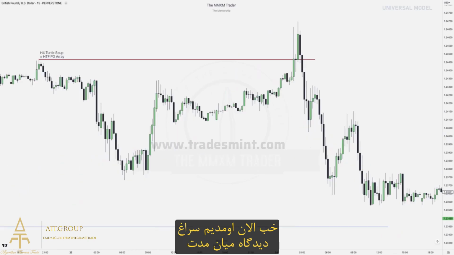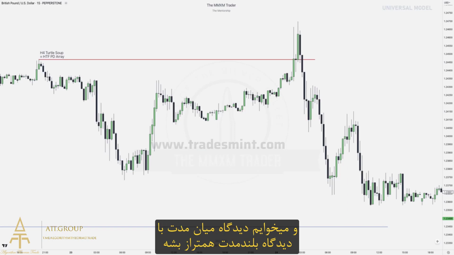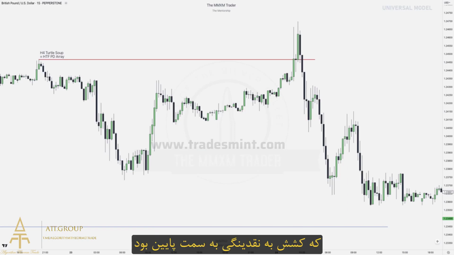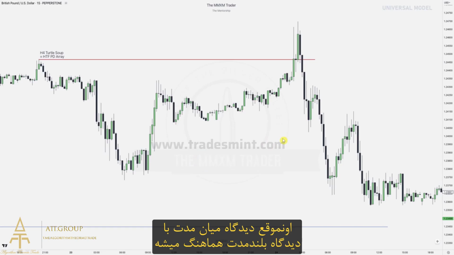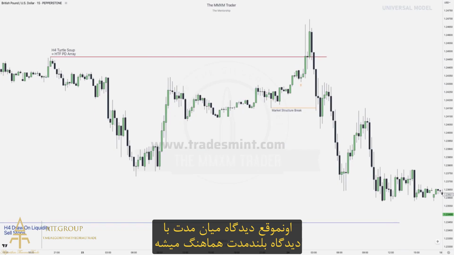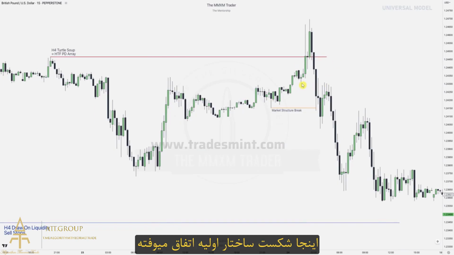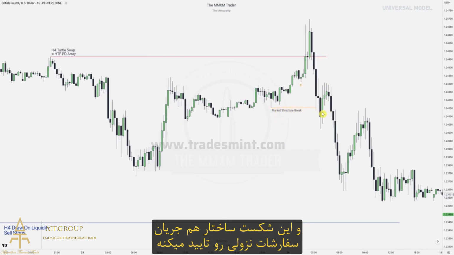So now we're diving into our intermediate term perspective, right? And with our intermediate term perspective, we want to be in line with our long term perspective, which is a draw lower, right? Our draw on liquidity is lower. So we can see this liquidity purge up here. So we're going from external back to internal, right? We wait for a market structure shift, so our intermediate term perspective is in line with our long-term perspective. We can see initial break of structure happens here, and this market structure break solidifies this bearish order flow, right?